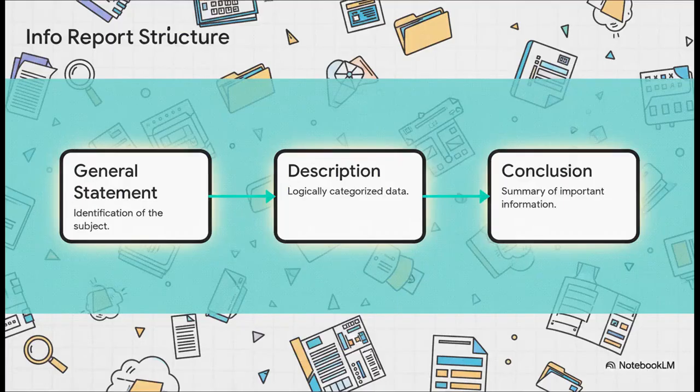So, the structure here is all about clear, logical organization. You start with a broad, general statement to introduce your topic. The middle part, the description, is where you lay out all your facts and data, usually sorted by category or by date. And then you wrap it all up with a conclusion that pulls out the most important bits for your reader.